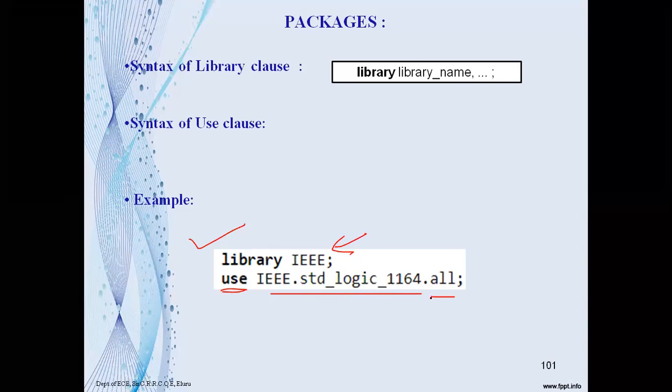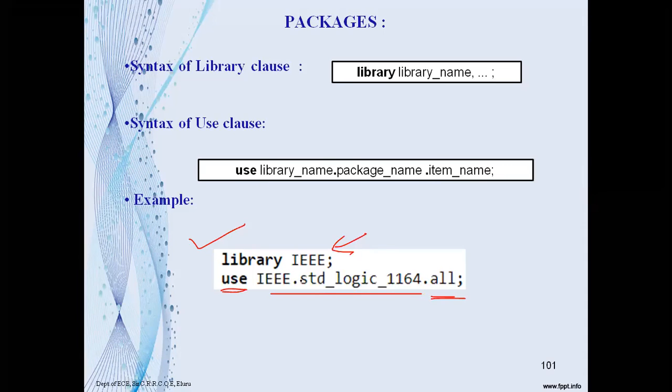So what does this dot all say here? It means that you can use all the things from this standard logic 1164 package, or else you can choose a particular thing from this package. This is the use clause. So use library name, package name, dot item name.